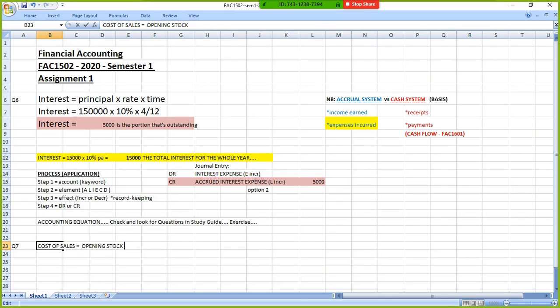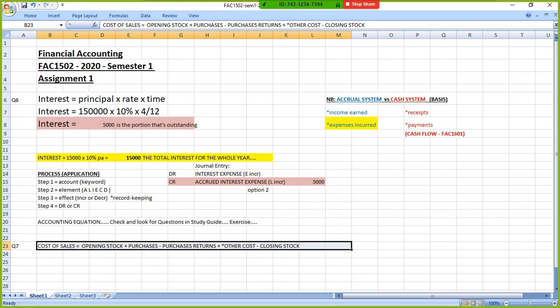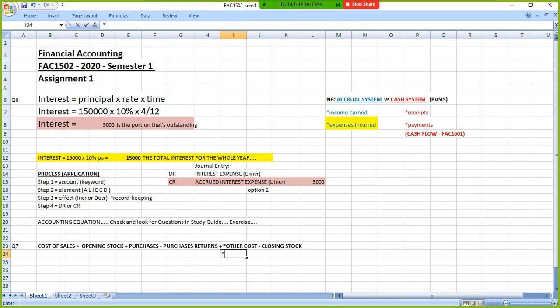Opening stock plus purchases minus purchases returns, plus any other inventory related costs. I'm going to put an asterisk next to that. And then less closing stock. That's the formula. I've abbreviated and summarized a little bit. For example, I've grouped the other stuff as just other. What goes into other?